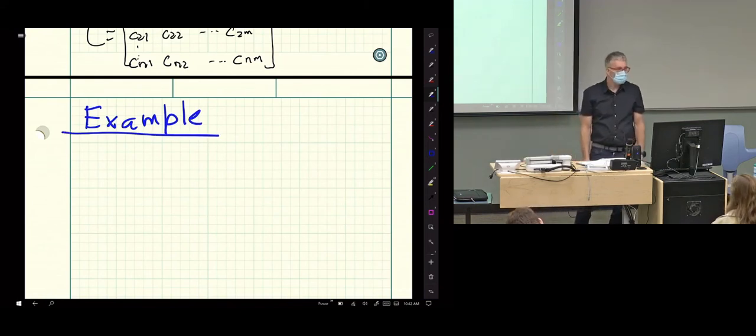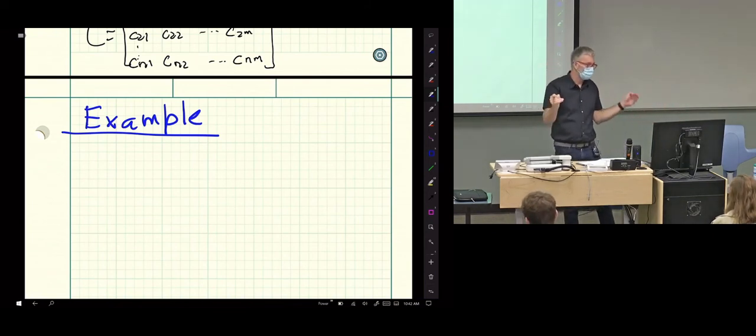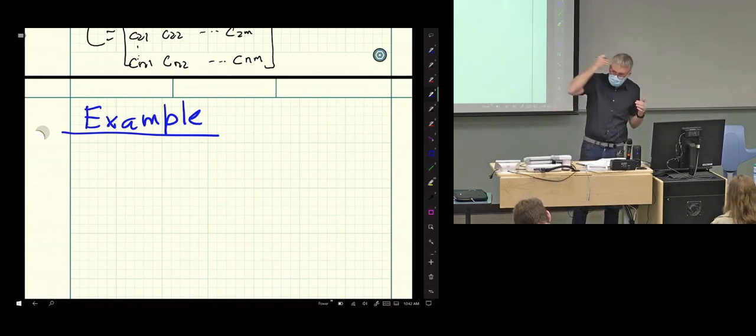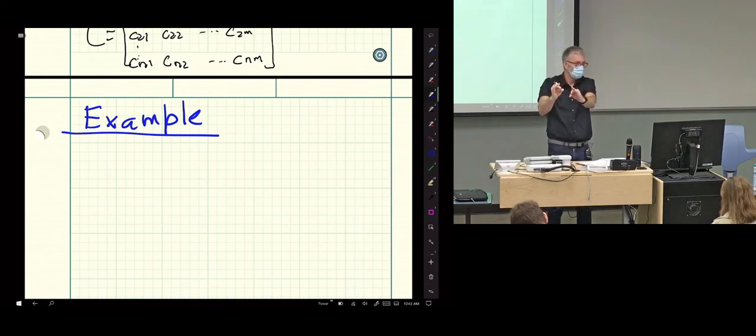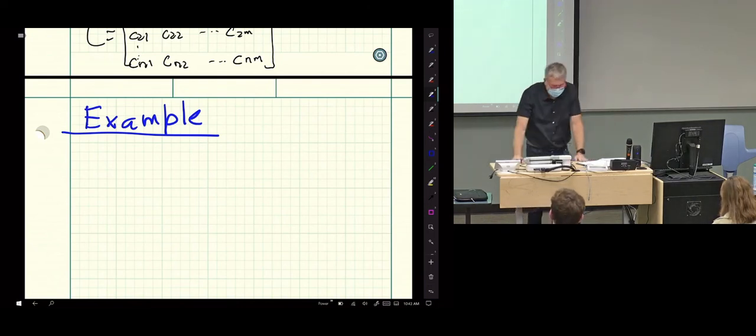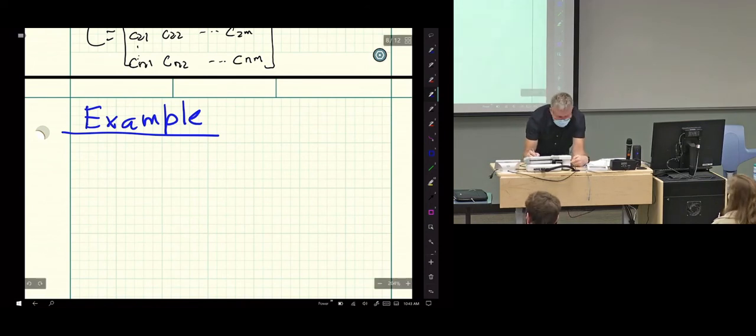Am I beating this horse to death, or is it just helping ingrain it where it's a reflex? That's what I'm trying to do. I'm trying to imprint this so it's a reflex. Ith row, jth column, ij element of the product, okay? That's what I'm trying to imprint in our brains here.